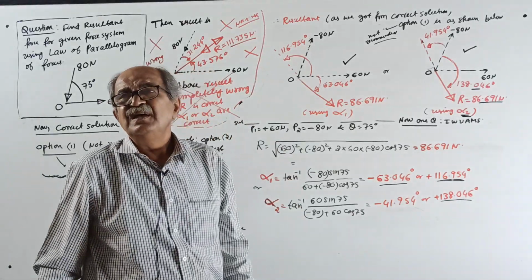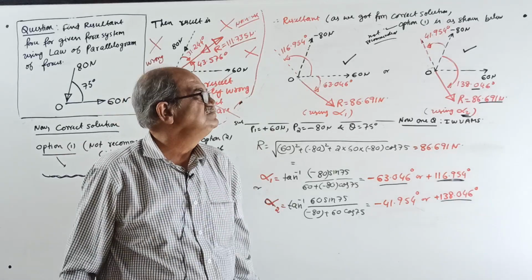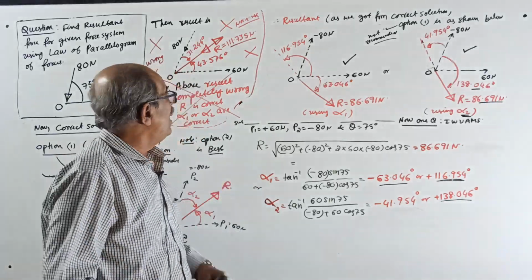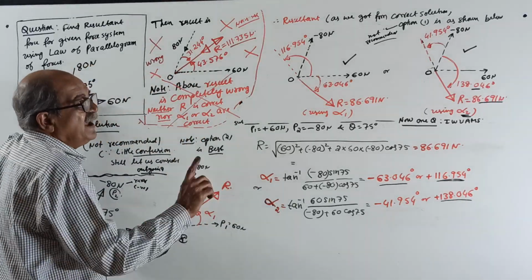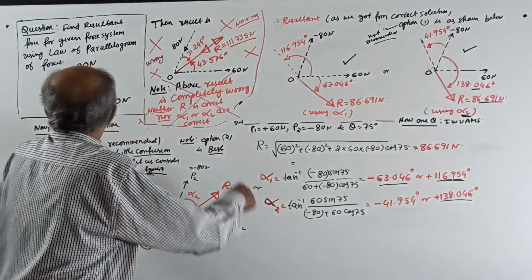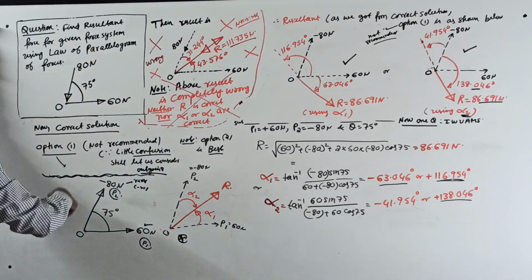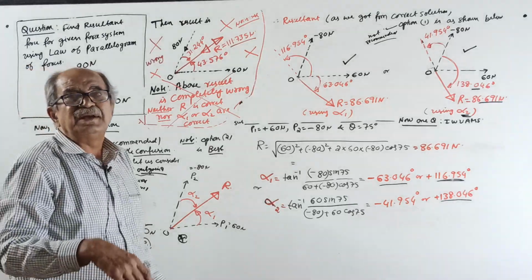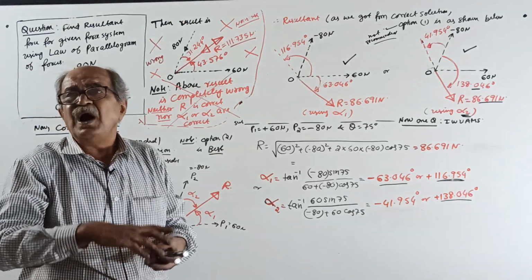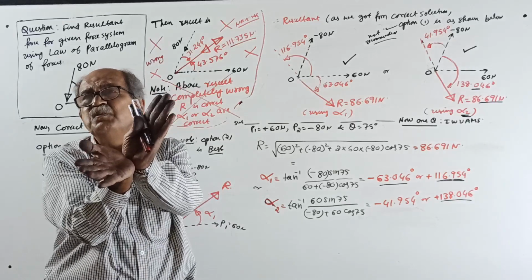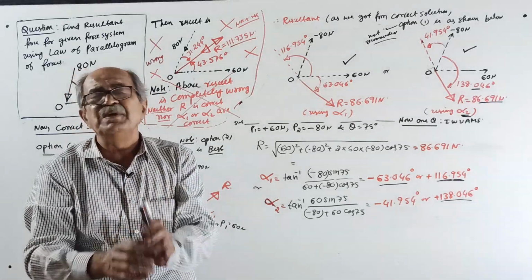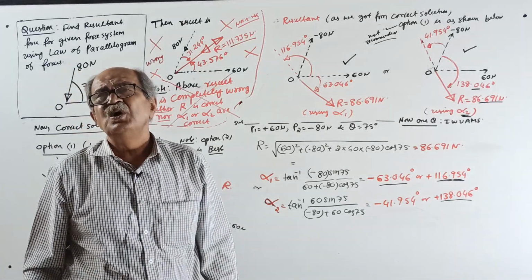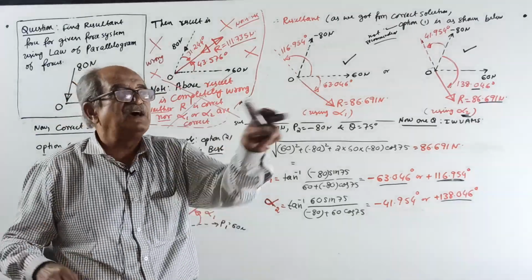Or, as I told earlier, you modify this sketch so that there is no negative sign. You extend this 80 Newton this side, so that it is outgoing. Extend one of the forces to the other side so that either both are outgoing or both are incoming, and happily solve without any headache. What do you want? Sir, we want that one.